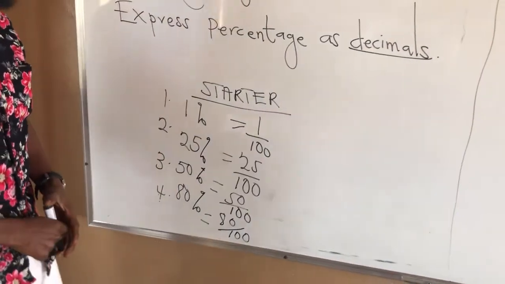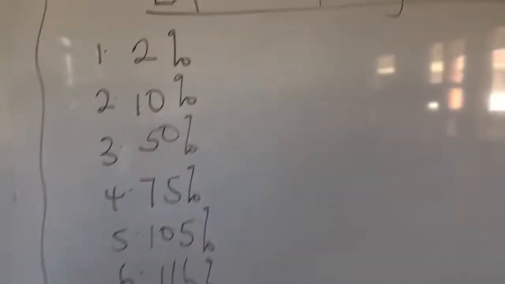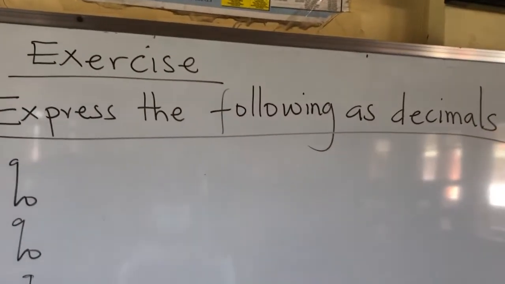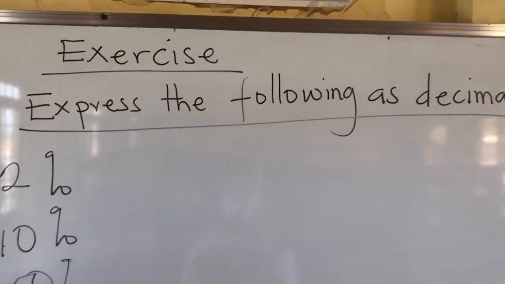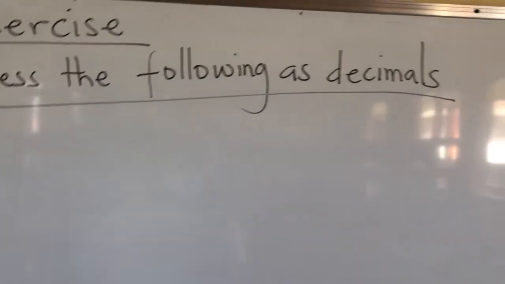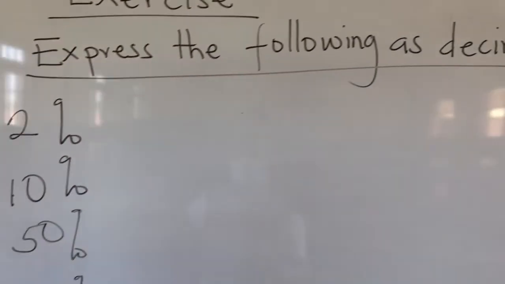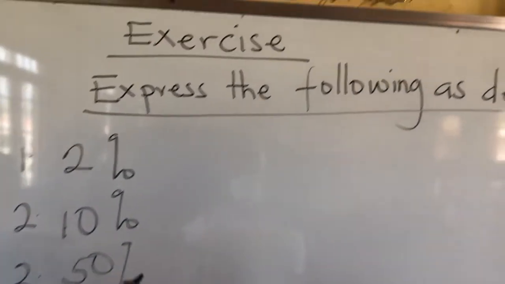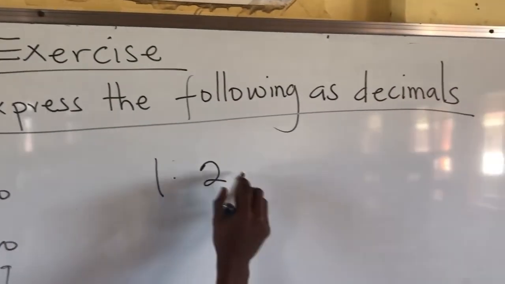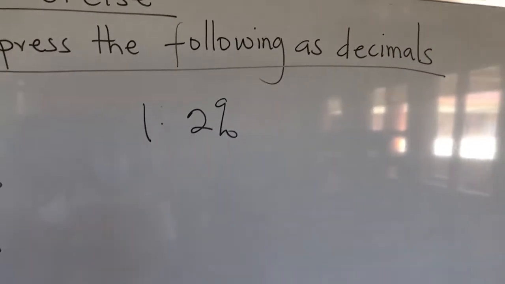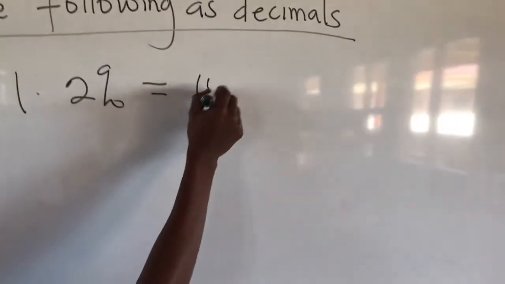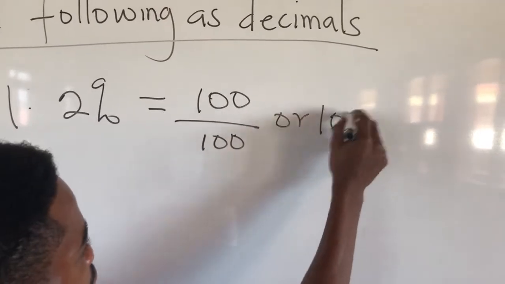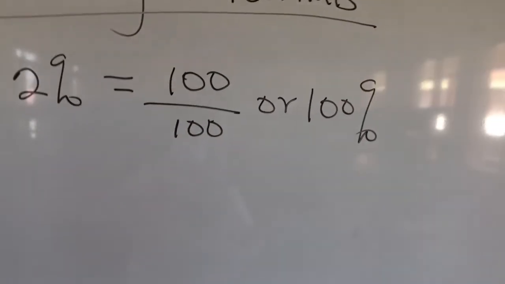Now, what are we doing today? Today we are going to express the following as decimals. Remember, what we did in the first place was to change it into a fraction, and then we reduce the fraction into a decimal. So, question number 1 is 2%. 2% means the percentage is out of 100, or 100%. This is how we write it.